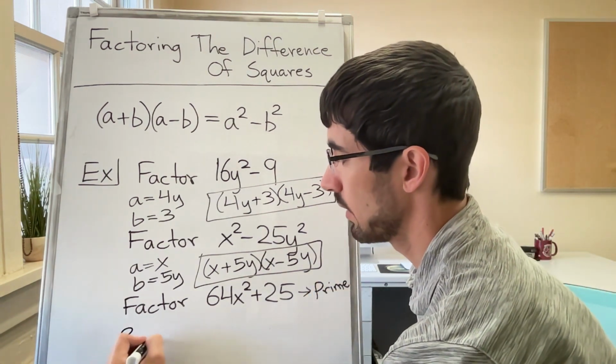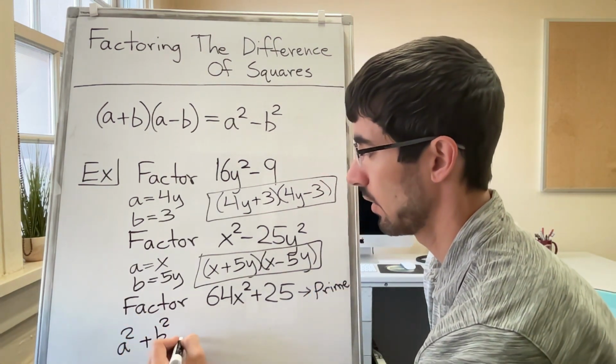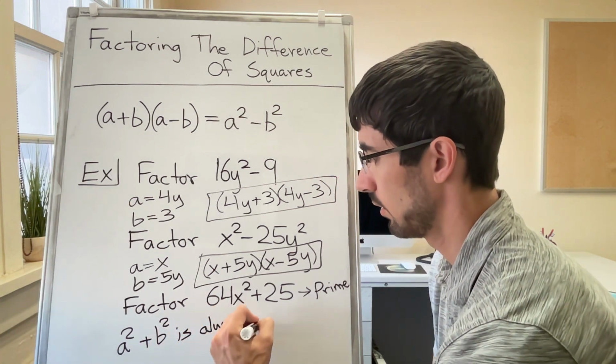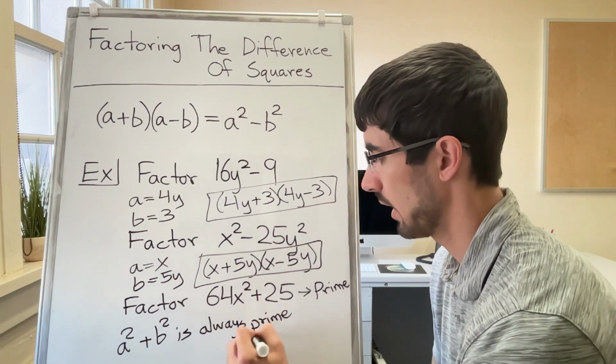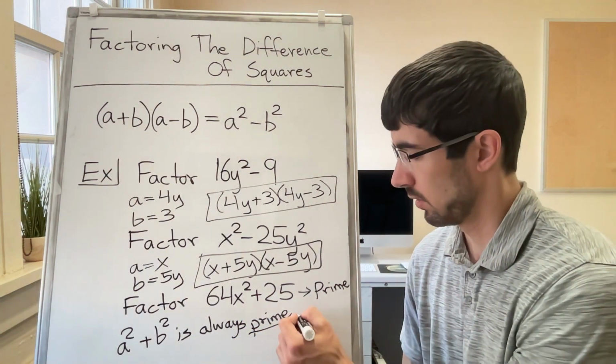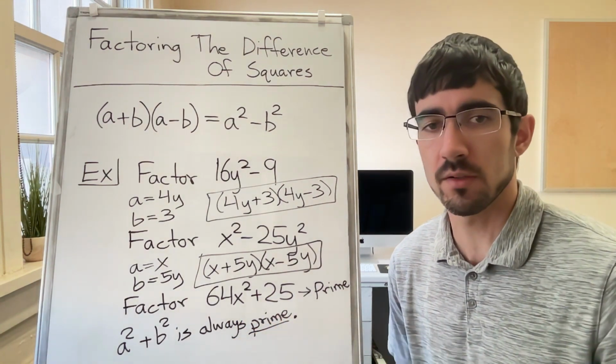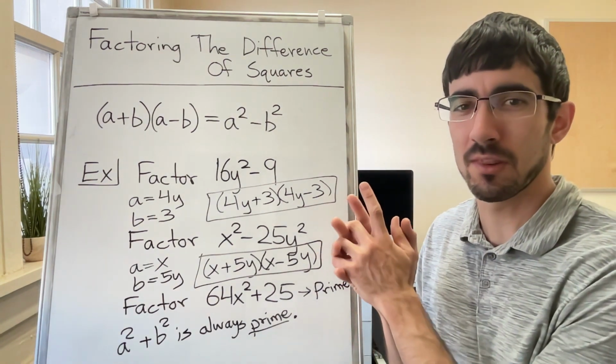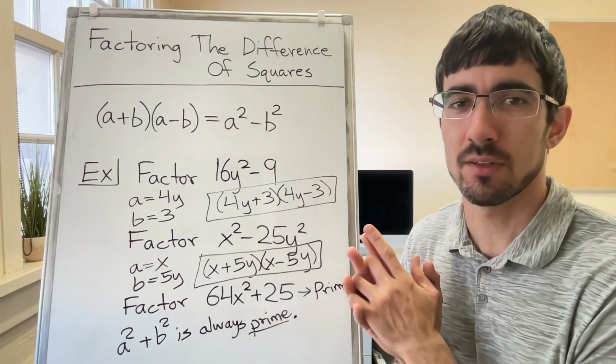And whenever we see the sum of perfect squares, a squared plus b squared, we can always conclude that it is prime. There is no way to factor the sum of perfect squares. So this is a very helpful formula, but only when we're working with the difference of perfect squares.